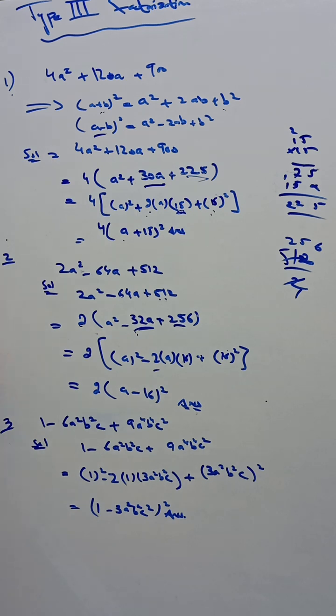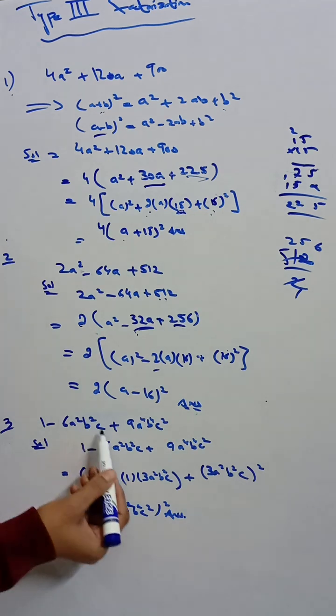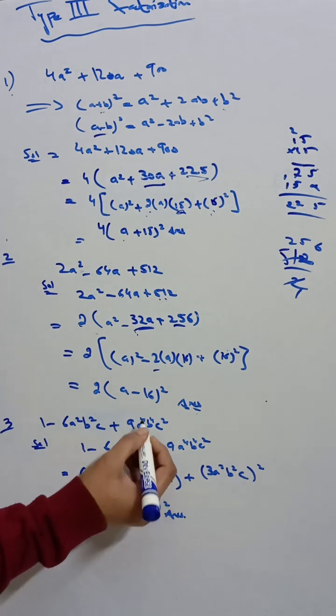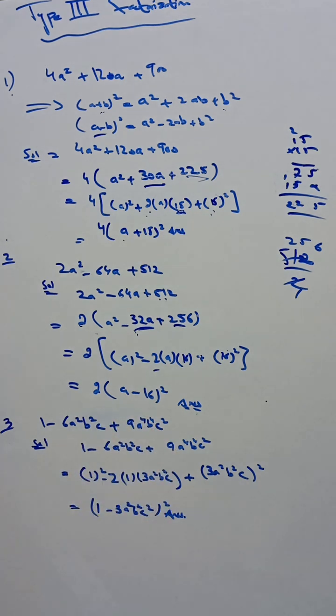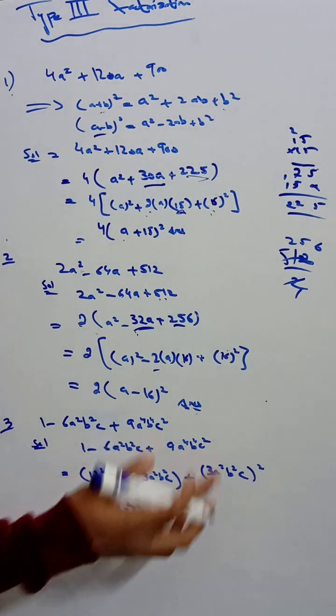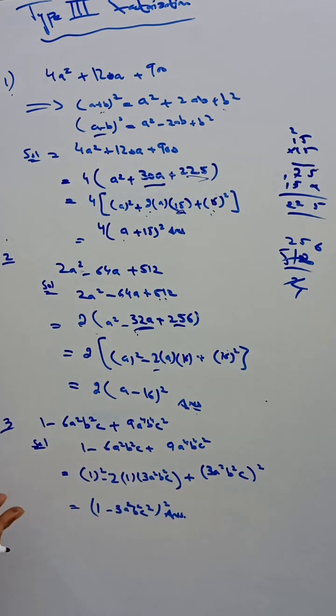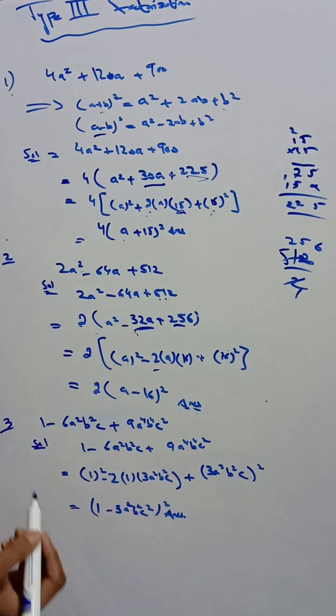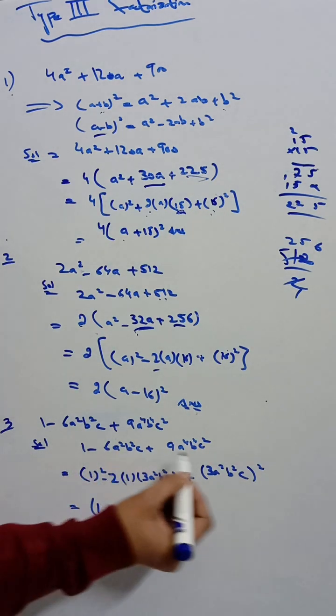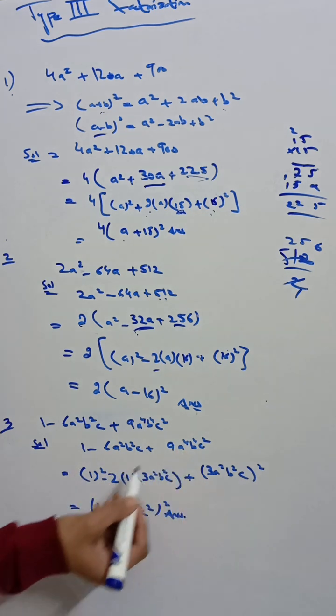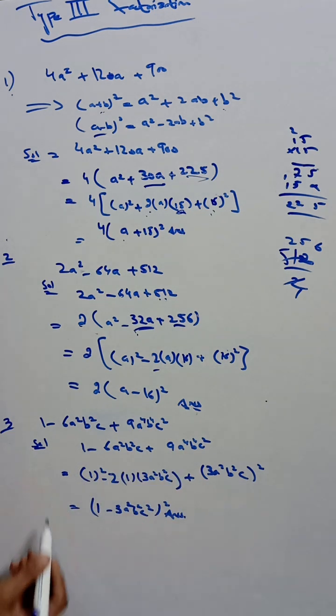These are very simple questions. You have to just analyze what to do first. If we can take common, we can easily take common. If there's no need to take common, you cannot take common. Now the next question: 1 minus 6A square B square C plus 9A to the 4 B to the 4 C square. Can I take any common here? No. Common means a number common in all three terms, not two terms.